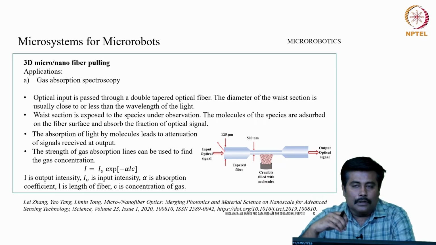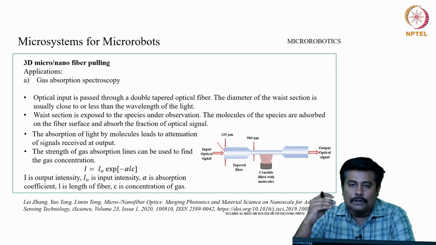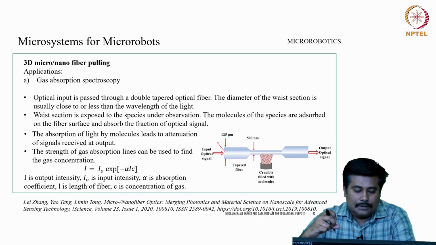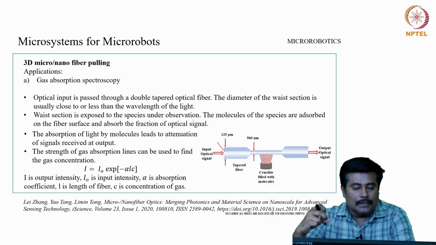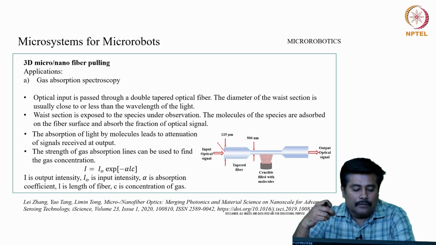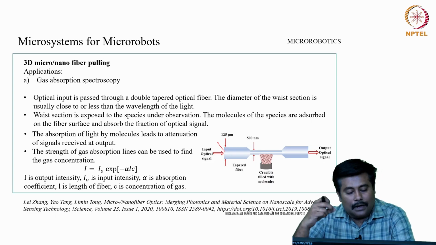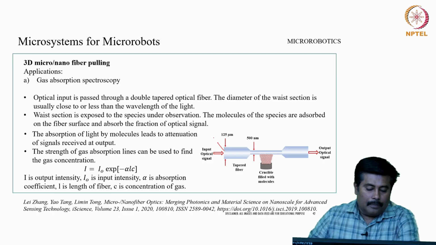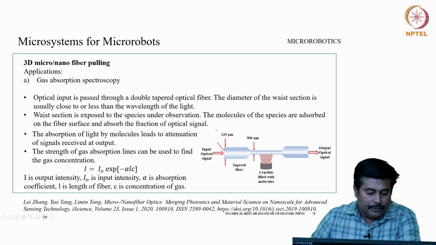The optical input is passed through a double tapered optical fiber. So, the diameter of the waist section is usually close to or less than the wavelength of the light. The waist section is exposed to the species under observation. The molecules of the species are adsorbed on the fiber surface and absorb a fraction of the optical signal. So, absorption of light by the molecules leads to attenuation of the signal received at the output.